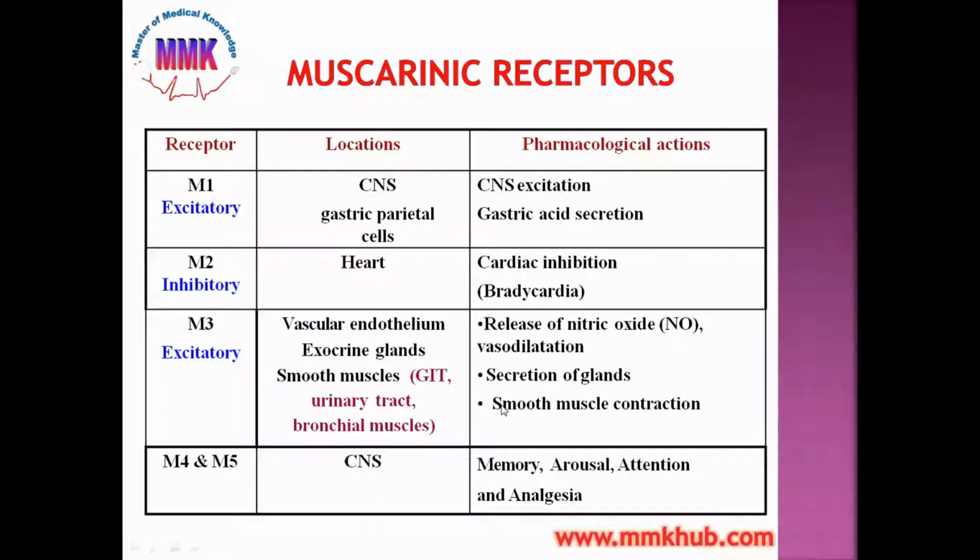And in the urinary tract, GIT, and bronchial muscles, which are all smooth muscles, it will lead to smooth muscle contraction. Now we talk about M2, which is the inhibitory one. On the heart, it acts for cardiac inhibition, which means it will lead to bradycardia. And M4 and M5, these two are the important ones because they are present in the CNS and they are used for memory, arousal, attention, and analgesia.